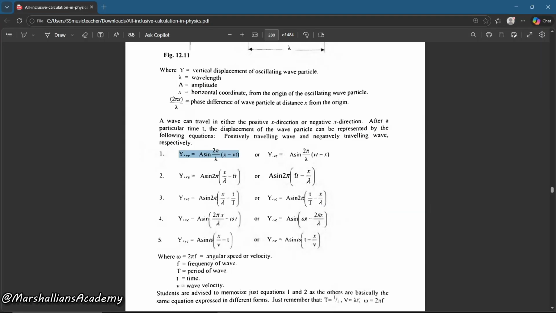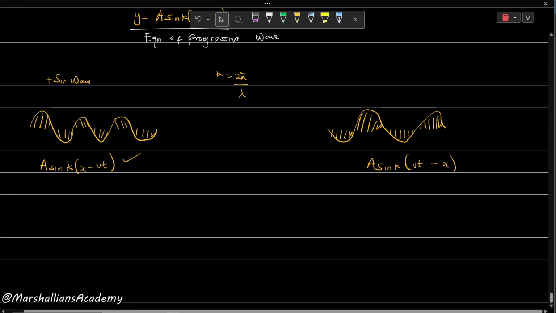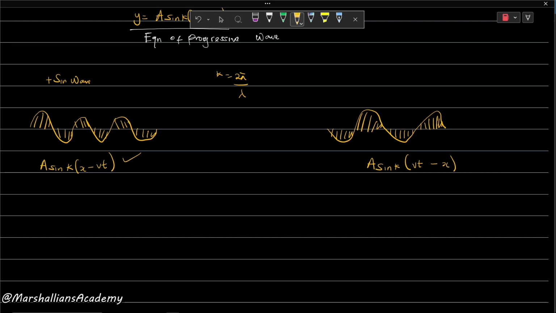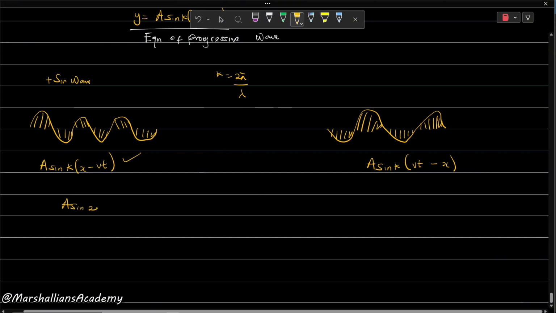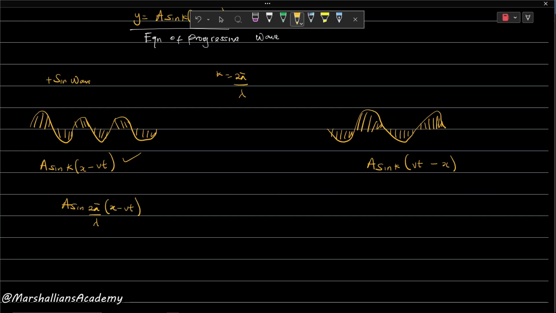Now, how did they get this second equation, whereby frequency was involved? Let's go on. We said A sine 2 pi over lambda, which is k, into bracket x minus vt. Open this bracket with only lambda, and I'm going to have A sine 2 pi into bracket x over lambda minus vt over lambda. Are we good?